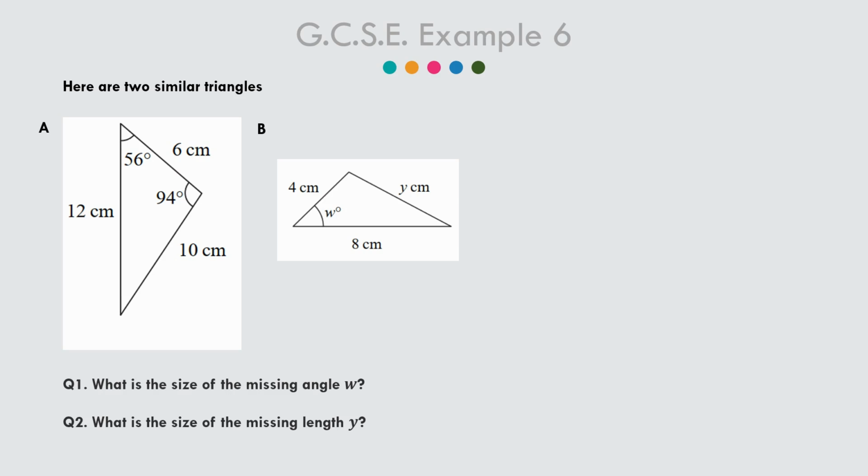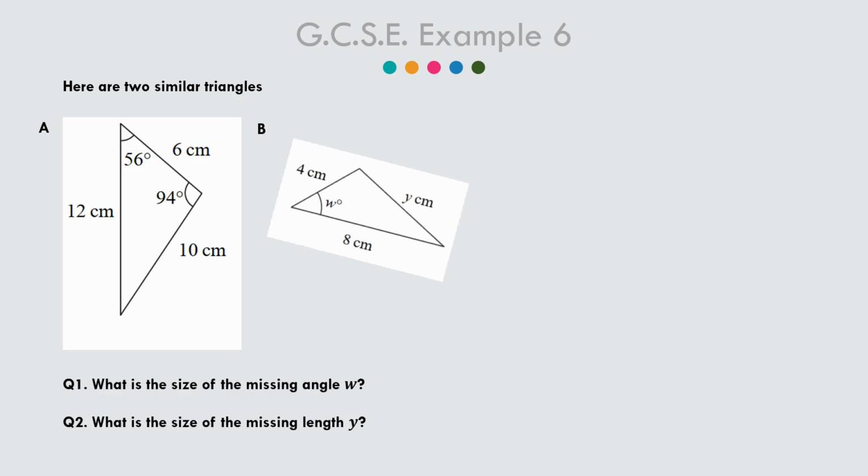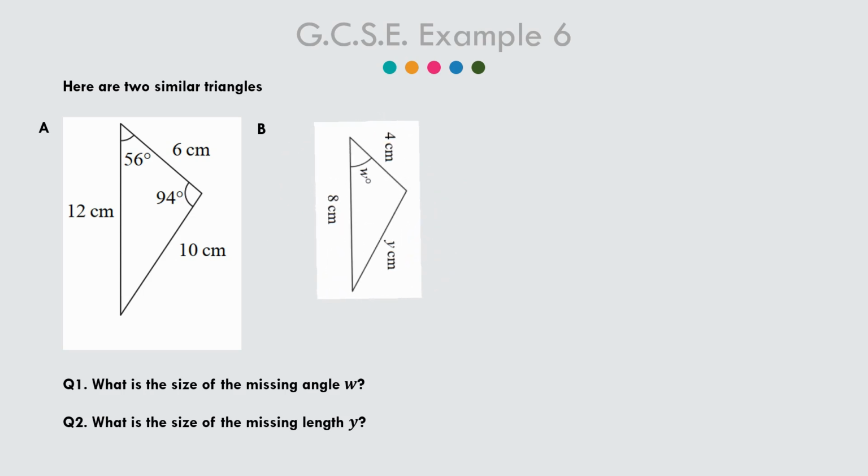The first piece of information that we're given is that they are similar triangles, which means that their internal angles must be the same. Also, triangle B is the same as triangle A, but a little smaller and turned on its side. Now you should be able to see that the missing angle must be 56 degrees. So, what about the length Y on triangle B?